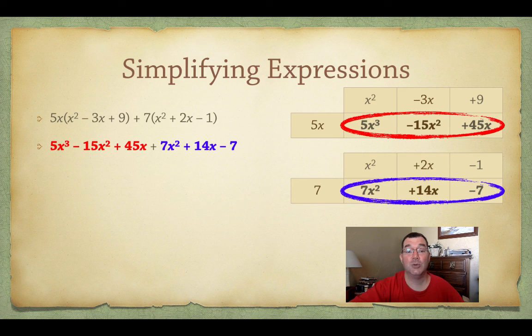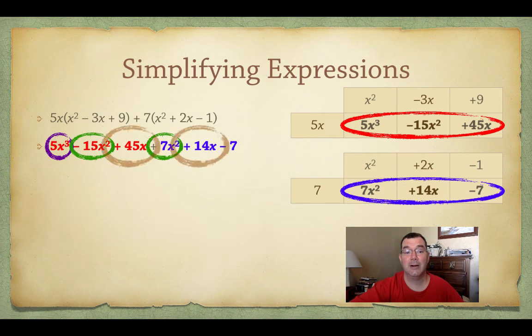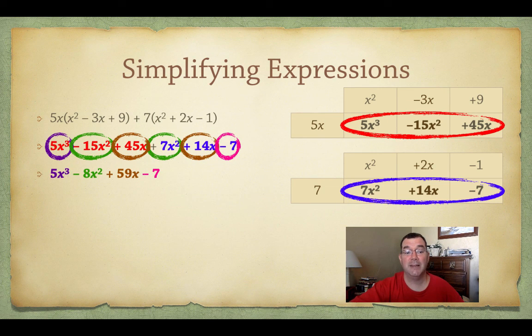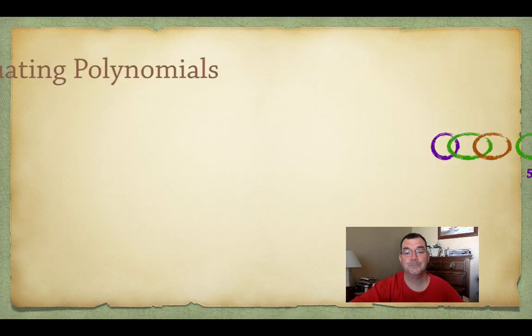Now think back to when we were adding like terms. I can only add x cubes to x cubes, x squareds to x squareds, x's to x's, and constants to constants. So that 5x to the third is not going to be added to anything else. I have two x squared terms to add together, two x terms to add together, and then one constant at the very end. So all of this simplifies to 5x to the third minus 8x squared plus 59x minus 7.